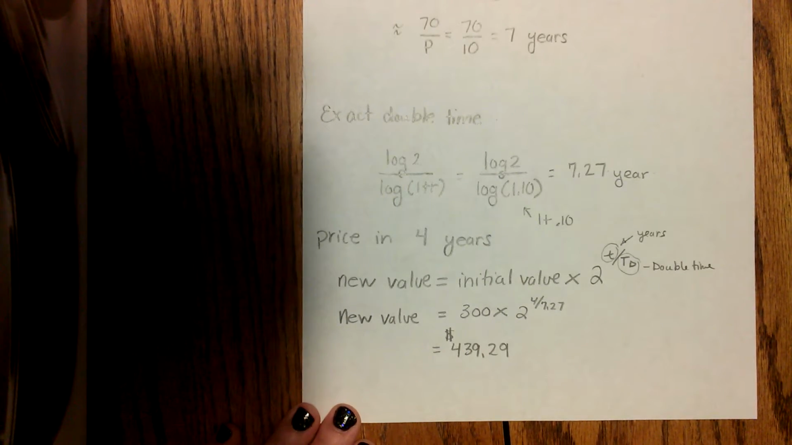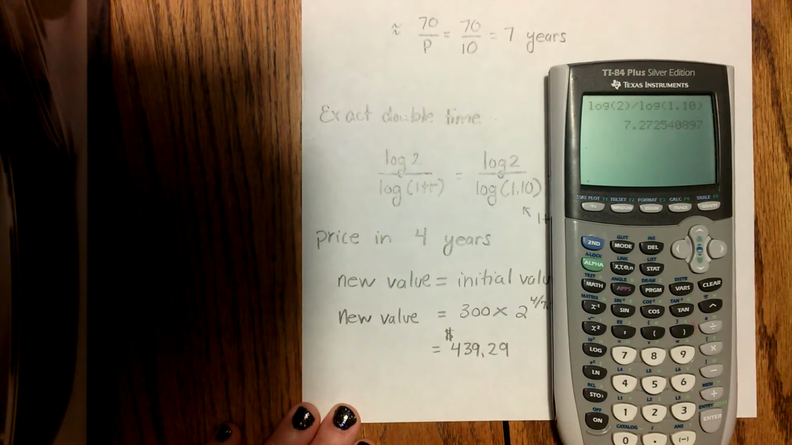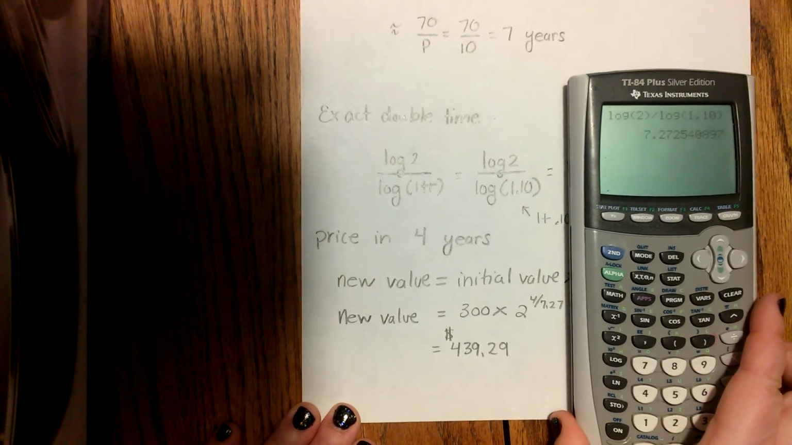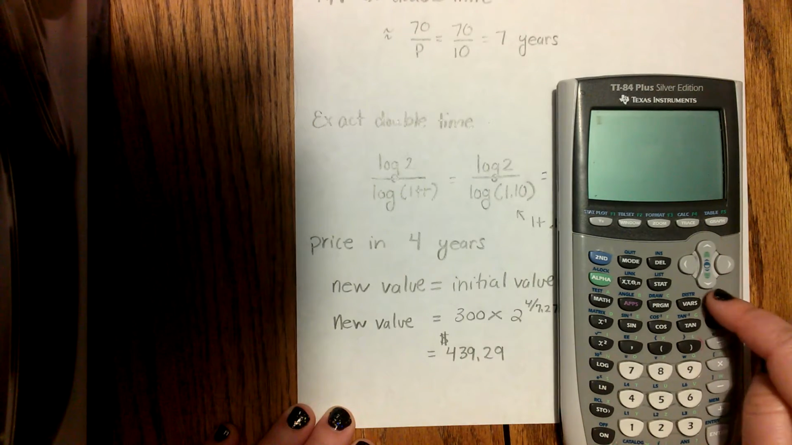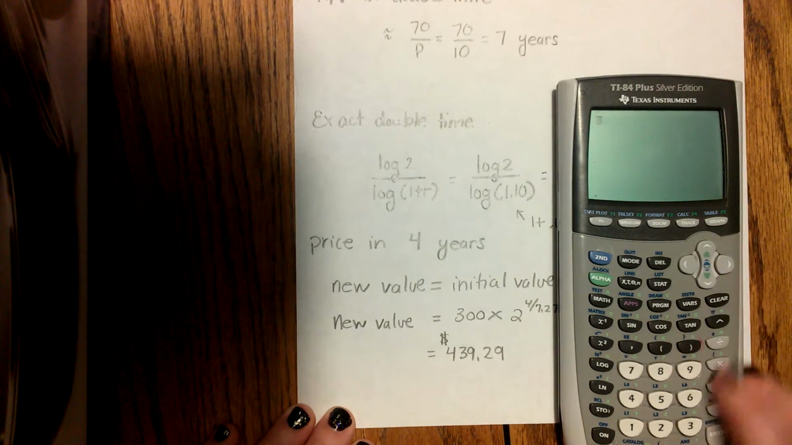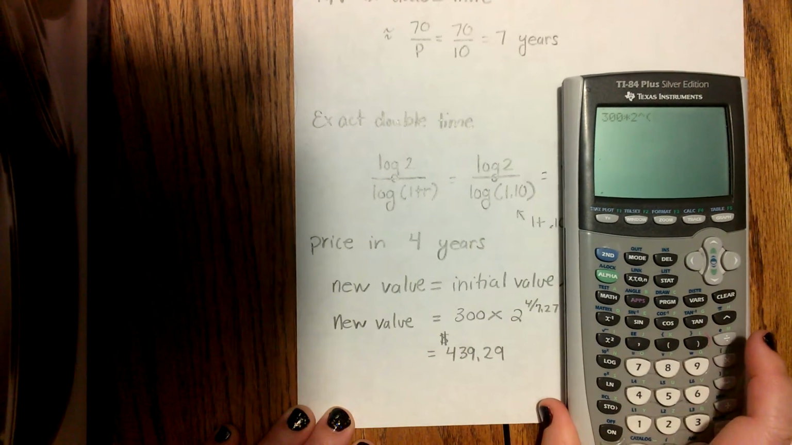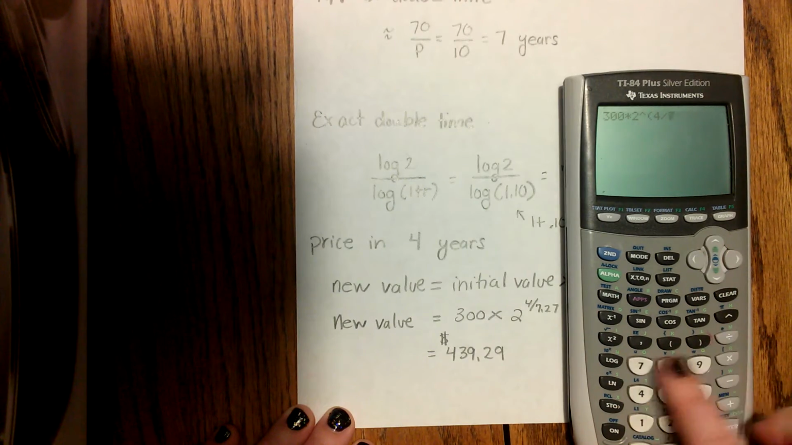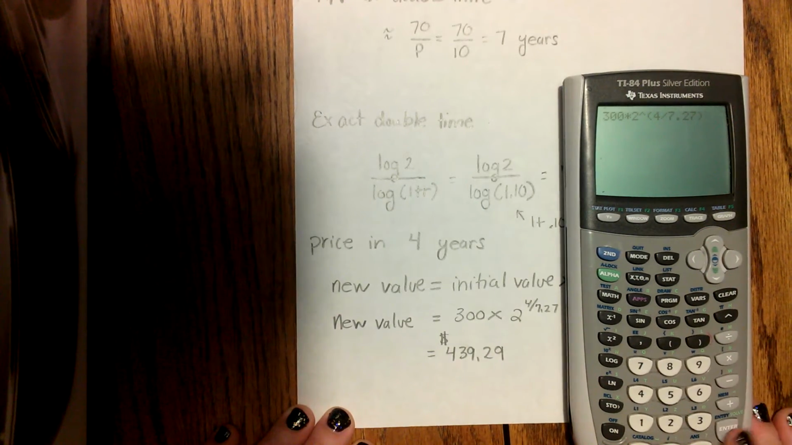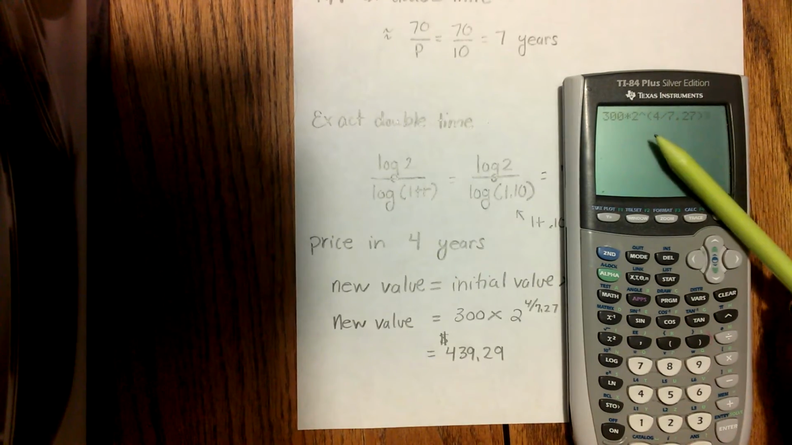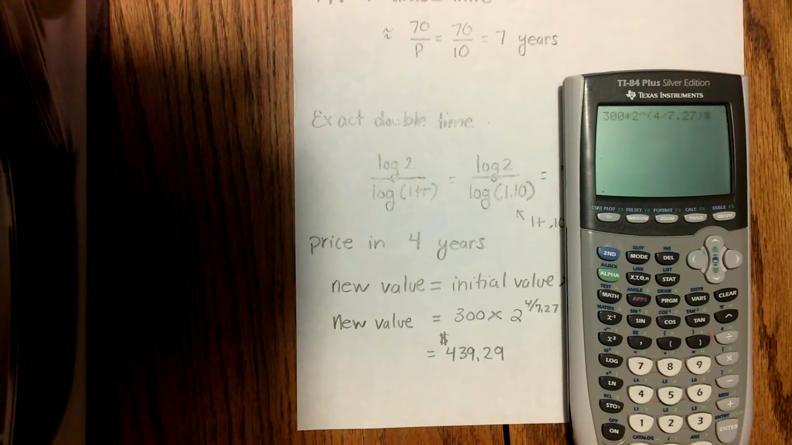So to put this in the calculator, see if I can line it up here so you can see everything at once. I'm going to hit 300 times 2, and then to make it to the power of, I use this little caret symbol right here. It looks like a little arrow pointing up. And then in parentheses, I'm going to put 4 divided by the 7.27. And then I close my parentheses. I have to make sure that I put that exponent in parentheses or it's not going to work.